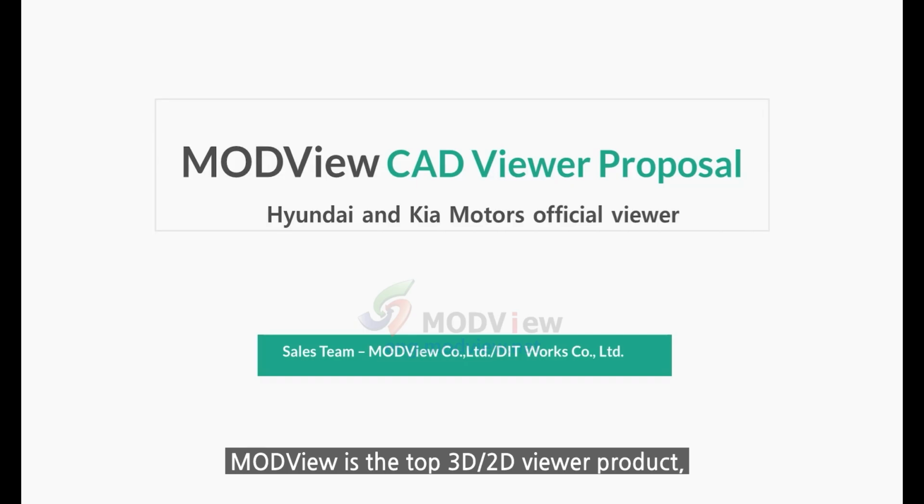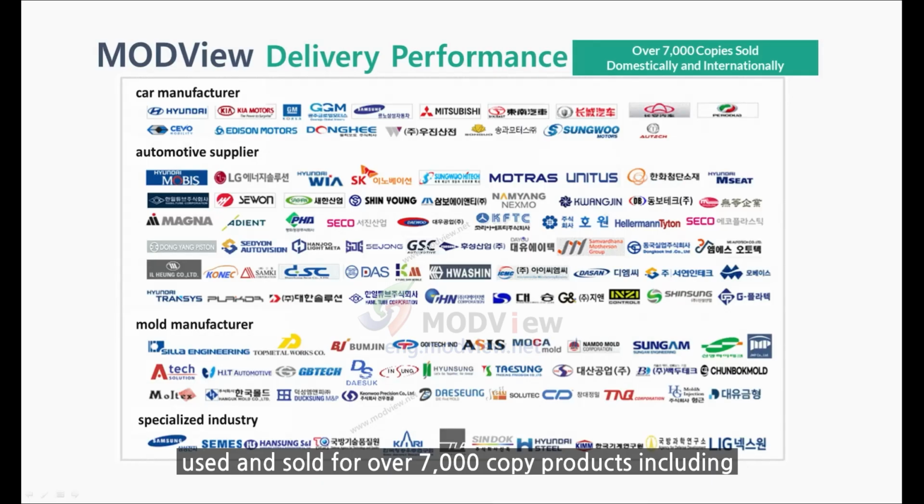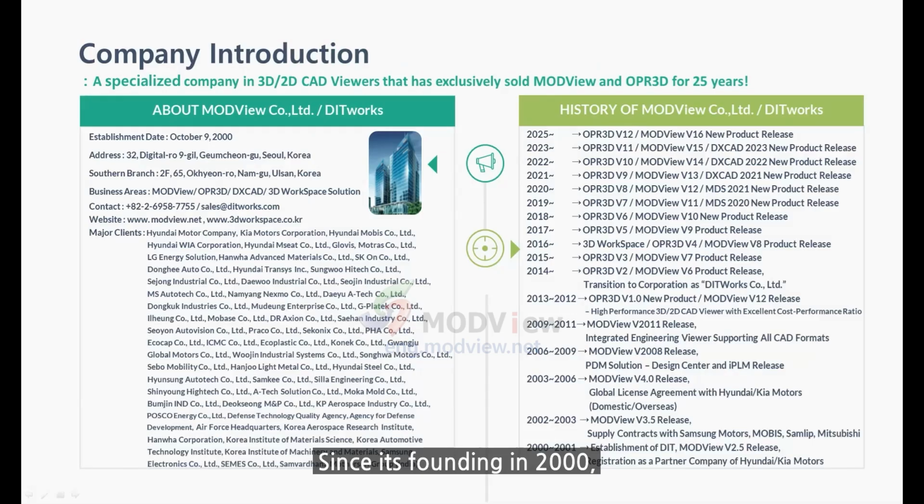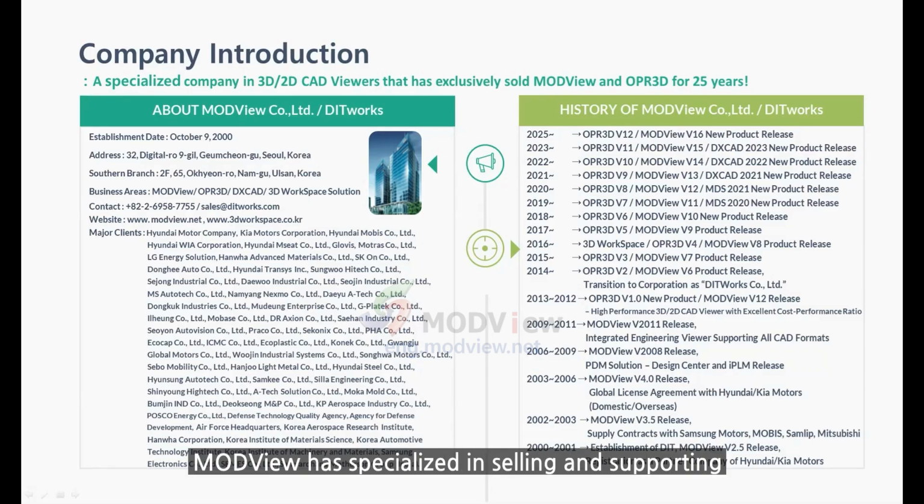MODView is the top 3D 2D viewer product, used and sold for over 7,000 copy products, including Hyundai, Kia, Samsung Electronics, LG Energy Solution, SK On, and Motherson Group. Since its founding in 2000, MODView has specialized in selling and supporting only 3D viewers for over 25 years, making us a 3D viewer specialized company.